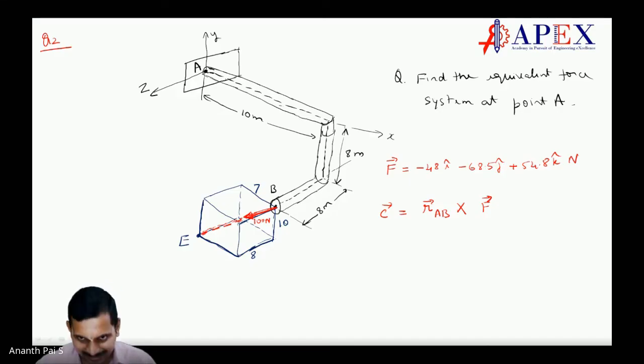It is basically moment about a point. Exactly correct. That is what a couple is here. So couple and moments are interchangeable.